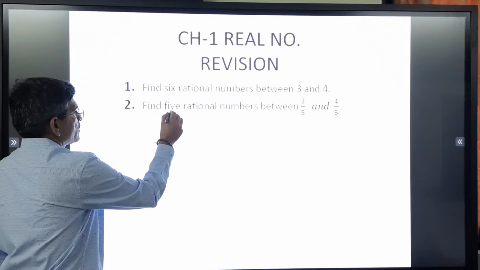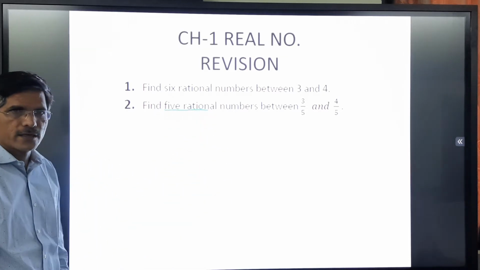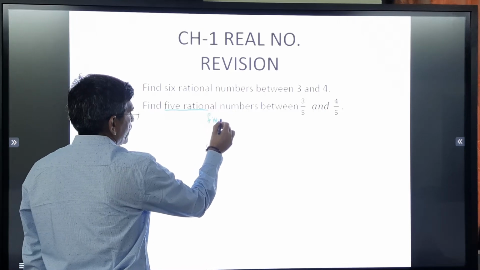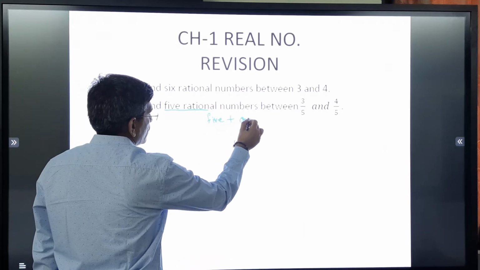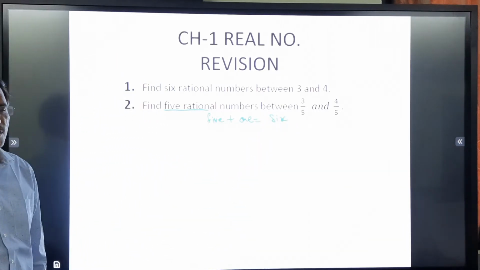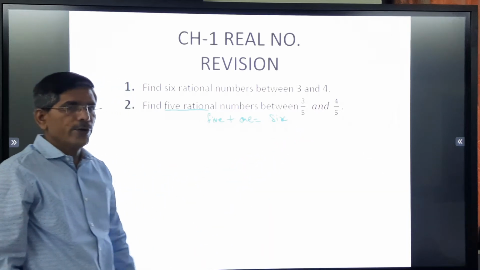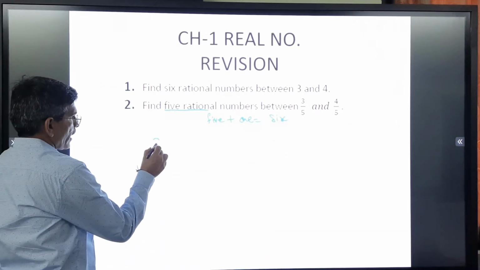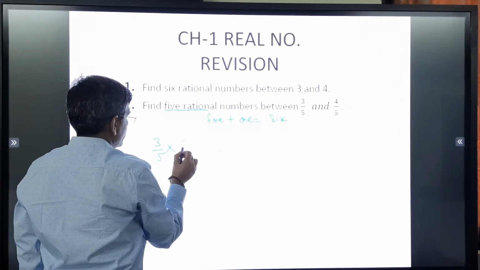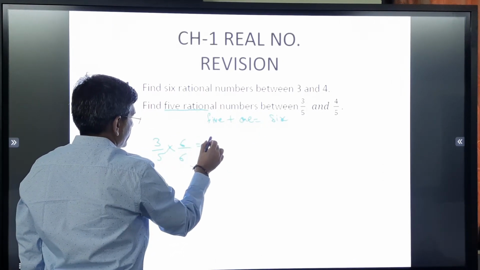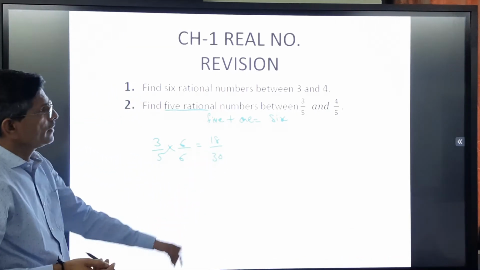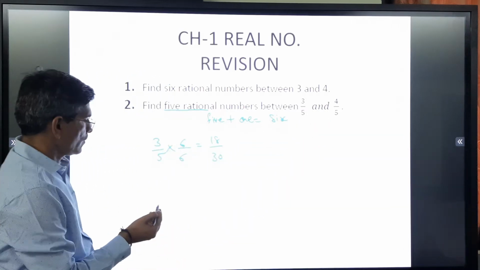Now again, how many numbers do we have to find out? 5 rational numbers. So as I have already said, 5 plus 1, that is 6. Now what do I have to do? Multiply numerator and denominator by 5, sorry, by 6. That is 18 upon 30. Same thing, 4 upon 5.